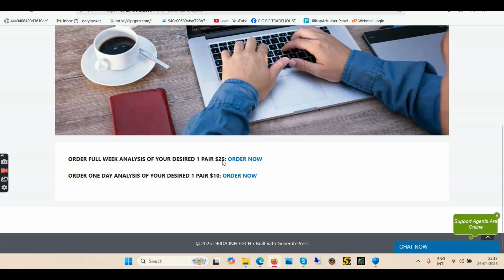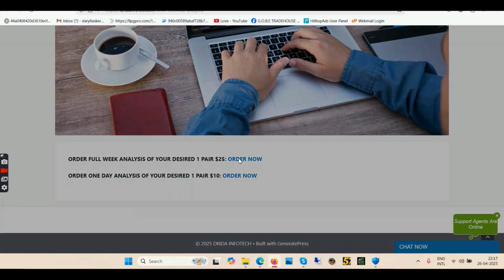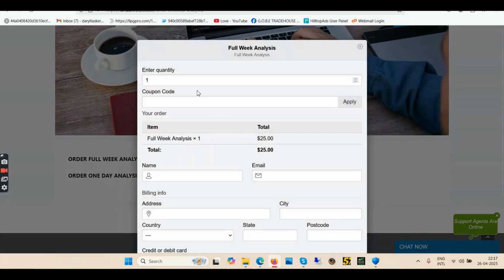So yeah, this is how you go and do it. Order now. You click on order now. After that, let's say you only want one pair to be analyzed by me for the full week. That will cost you $25. Let's say you have two pairs. You said, okay, I have these two pairs in my mind. I want your analysis for these two pairs for 5 days, Monday to Friday. Then you type in 2 here in the quantity, and that becomes $50. Okay, if you have 10 pairs in your mind, 10 pairs Monday to Friday everyday analysis, that becomes $250. Okay, that's up to you, right?